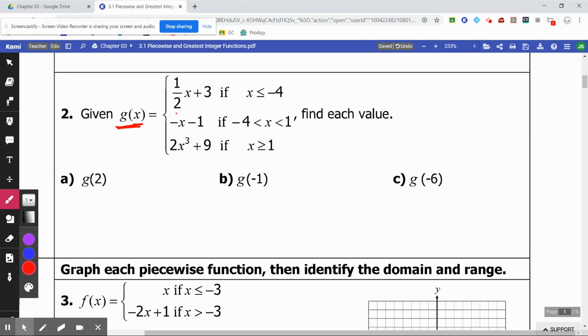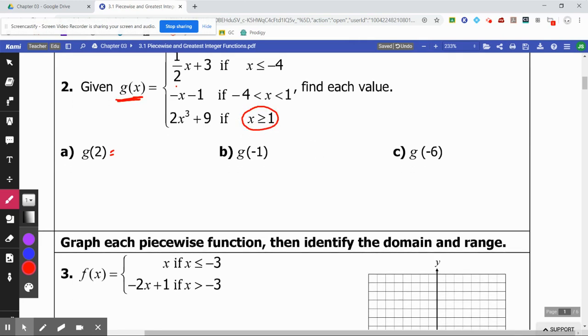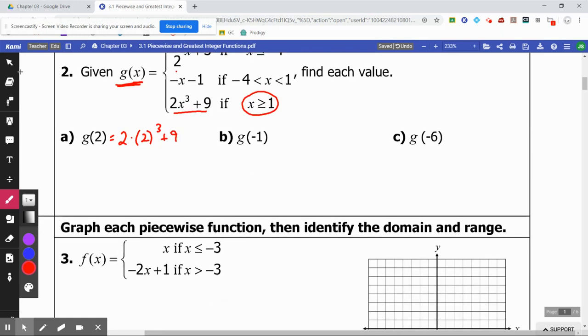So the first one asks us to find g of 2. So we ask ourselves, where is that? We know that 2 is greater than 1. So therefore, we're going to plug it into this. So we're going to do 2 times x to the third plus 9. So take out the x, put in the 2. That's going to be 2 times 8 plus 9. That's 16 and 9, which is 25.